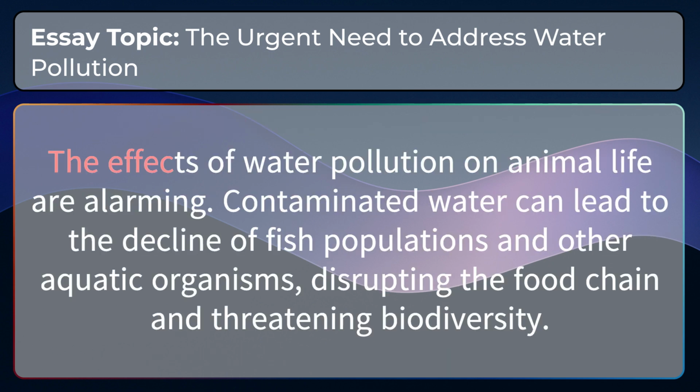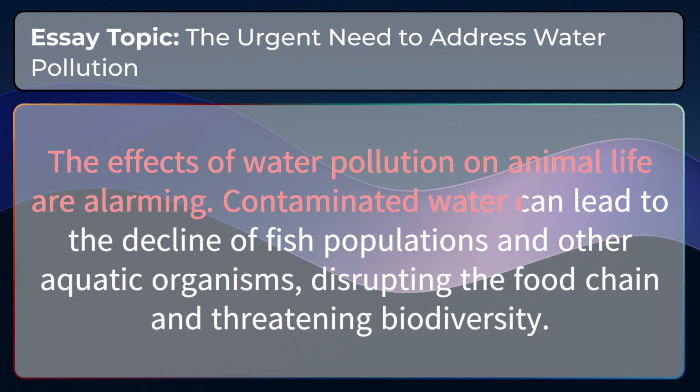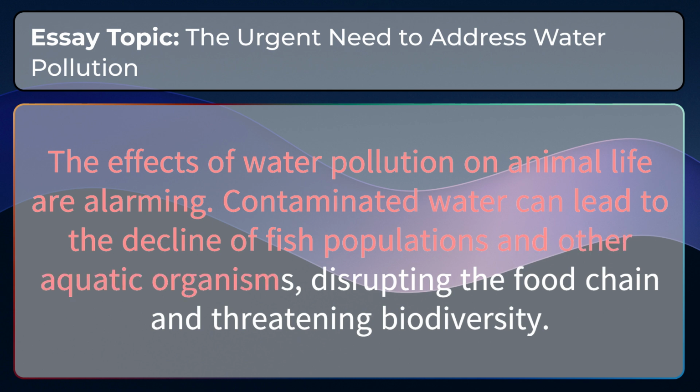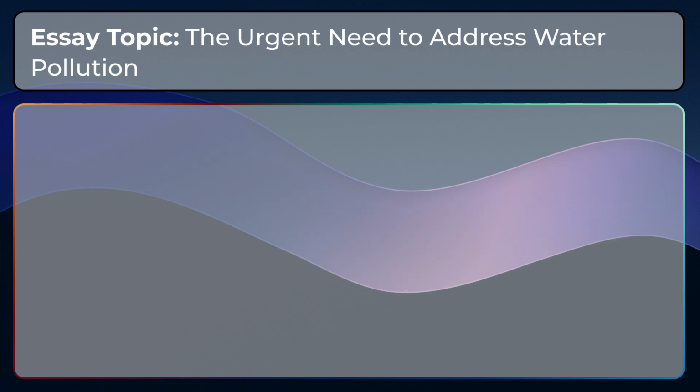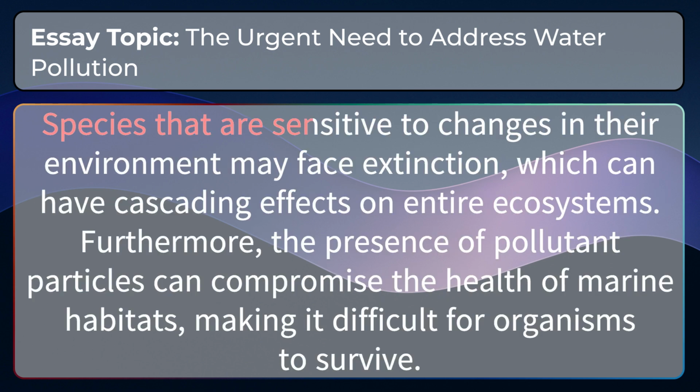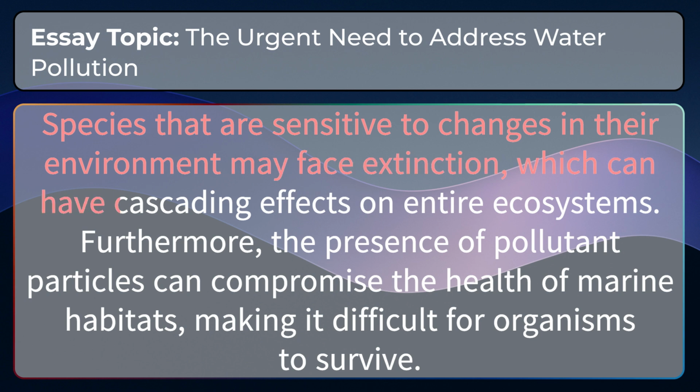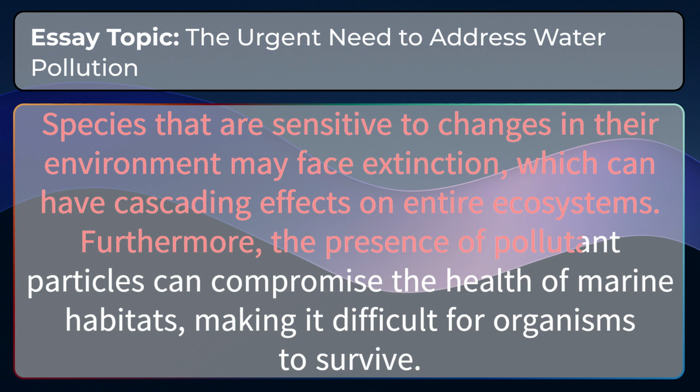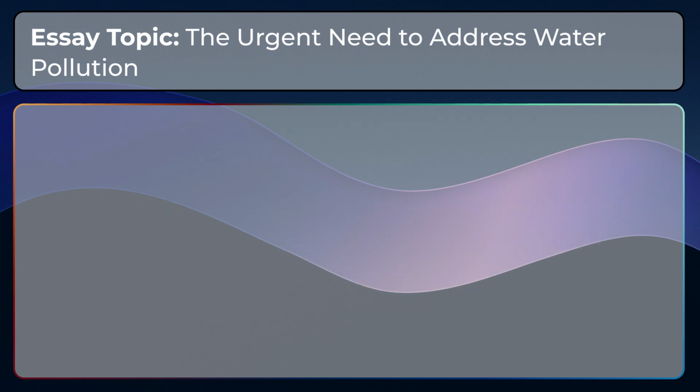The effects of water pollution on animal life are alarming. Contaminated water can lead to the decline of fish populations and other aquatic organisms, disrupting the food chain and threatening biodiversity. Species that are sensitive to changes in their environment may face extinction, which can have cascading effects on entire ecosystems. Furthermore, the presence of pollutant particles can compromise the health of marine habitats, making it difficult for organisms to survive.